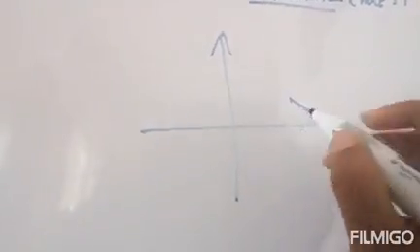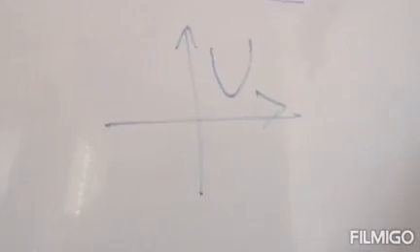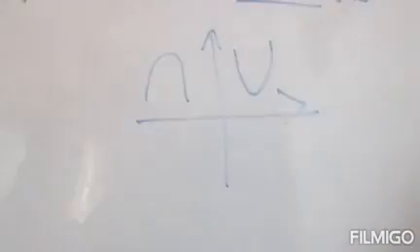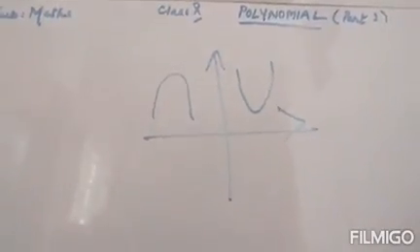What if I have a graph that is not striking the x-axis, like this? What will happen?